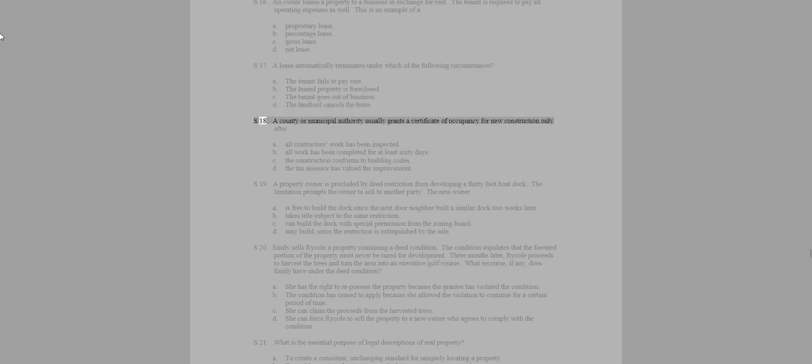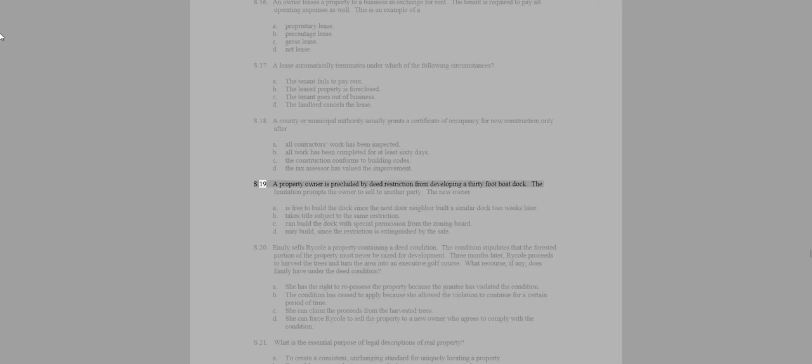S18. A county or municipal authority usually grants a certificate of occupancy for new construction only after: A. All contractors' work has been inspected. B. All work has been completed for at least 60 days. C. The construction conforms to building codes. D. The tax assessor has valued the improvement.